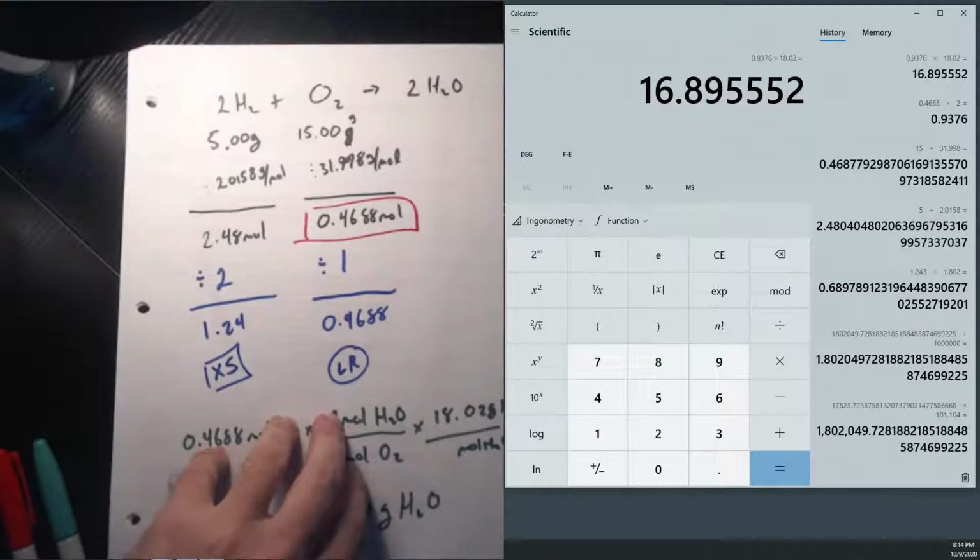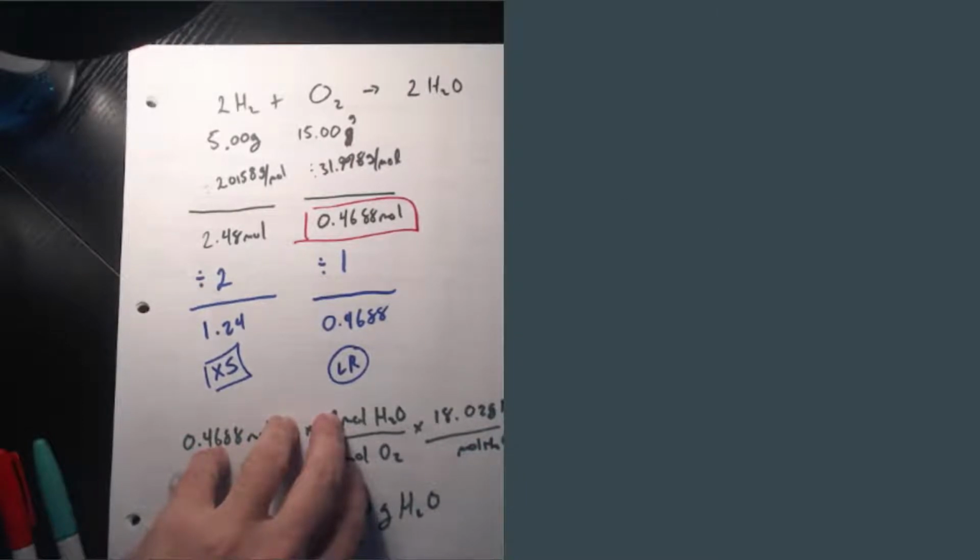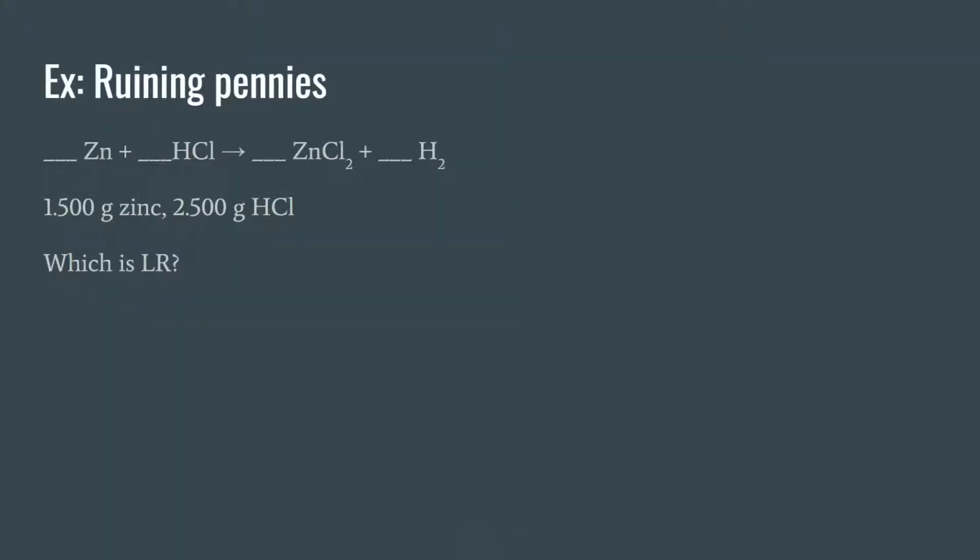All right, well, let's move on to our next example, ruining pennies. I call this ruining pennies because the core of a penny is now zinc. They're no longer pure copper. So you drop zinc into hydrochloric acid, you'll get zinc chloride and hydrogen gas. So we have 1.5 grams of zinc, 2.5 grams of hydrogen chloride.